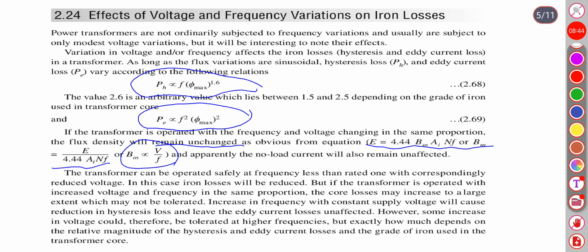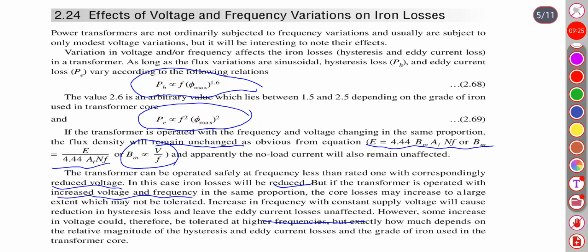The transformer can be operated safely at a frequency less than the rated one with correspondingly reduced voltage. In this case, iron losses will be reduced. But if the transformer is operated with increased voltage and frequency in the same proportion, the core losses may increase to a large extent, which may not be tolerated. Increase in frequency with constant supply voltage will cause reduction in hysteresis loss and leave the eddy current losses unaffected.